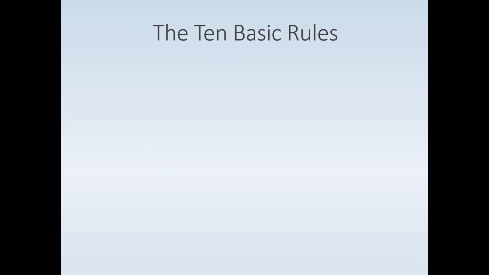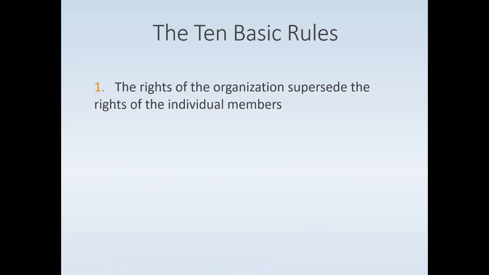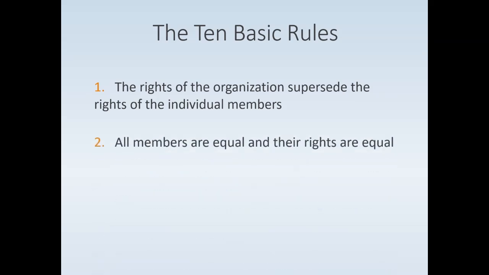Now in this slide, in the next one, we'll look at the 10 basic rules Robert uses. Now, these are simplified, and they're not all the rules by any stretch of the imagination, but if you know these rules and apply them, they will help you get through almost any meeting. Number one is the rights of the organization supersede the rights of the individual members. Always remember that the members are important, but ultimately the organization and its rights are more important and more valuable even than individual members.